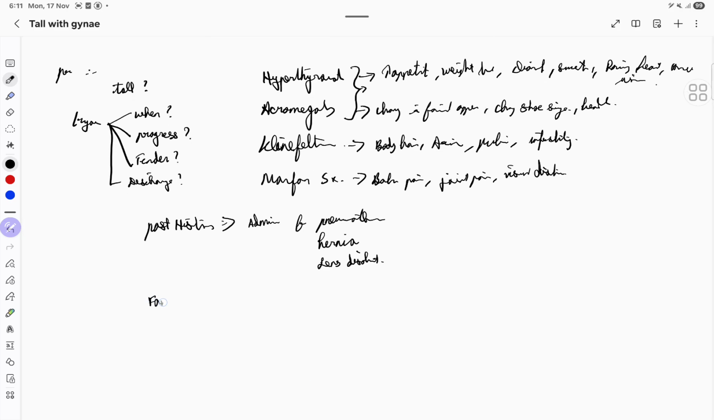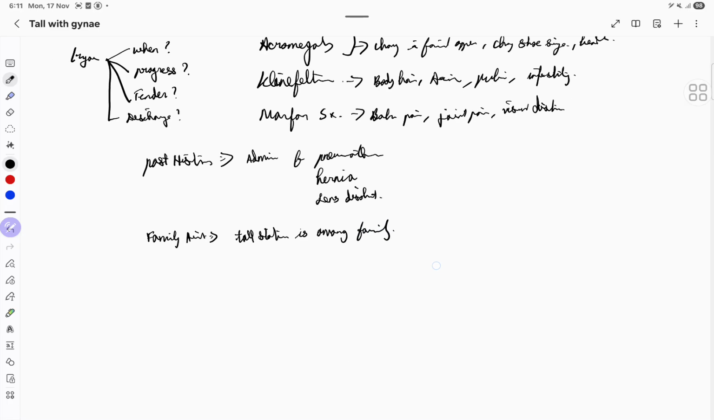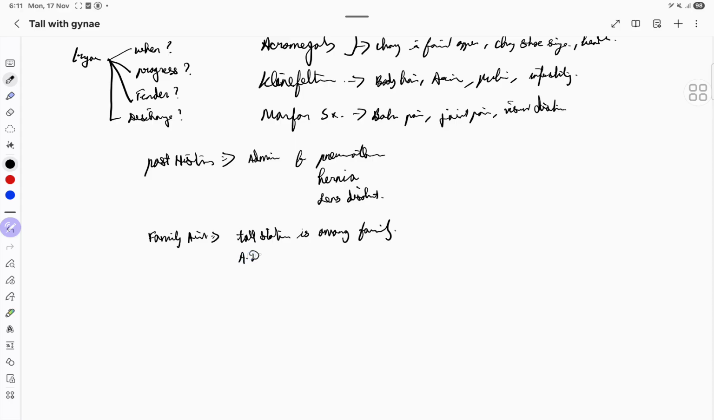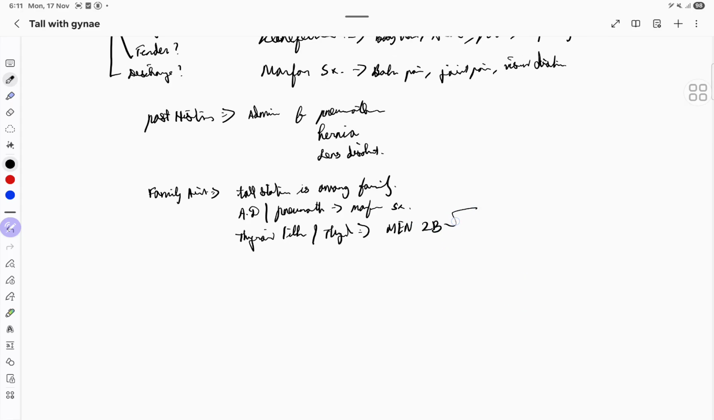Then go to family history. Ask whether this tall stature is common among their family. Then ask if there is any family history of aortic dissection or spontaneous pneumothorax, which favors Marfan syndrome. Ask about family history of any thyroid illness or thyroid surgery, which favors MEN 2B syndrome. Other features we will find in MEN 2B are hypertension along with mucosal neuromas.